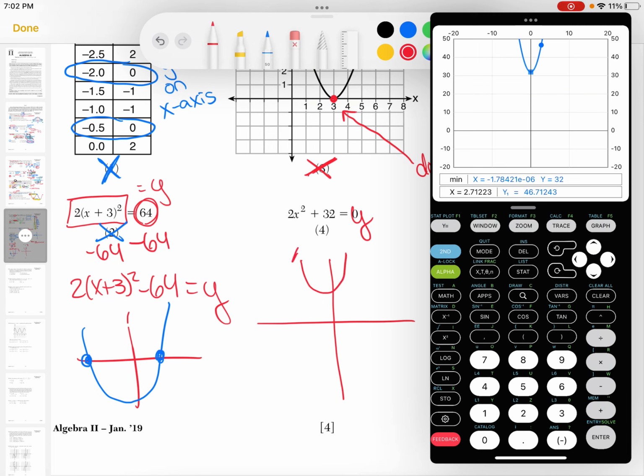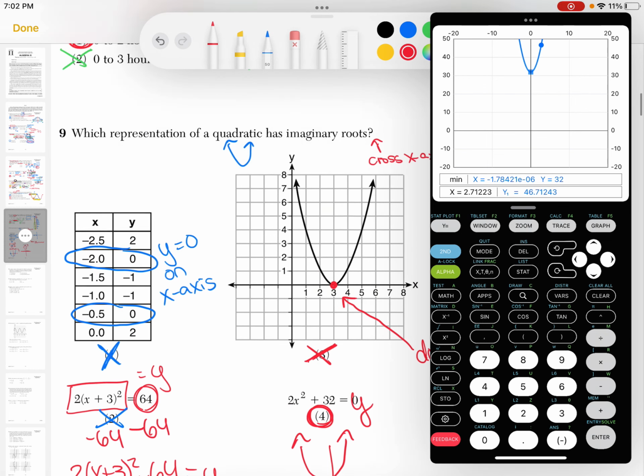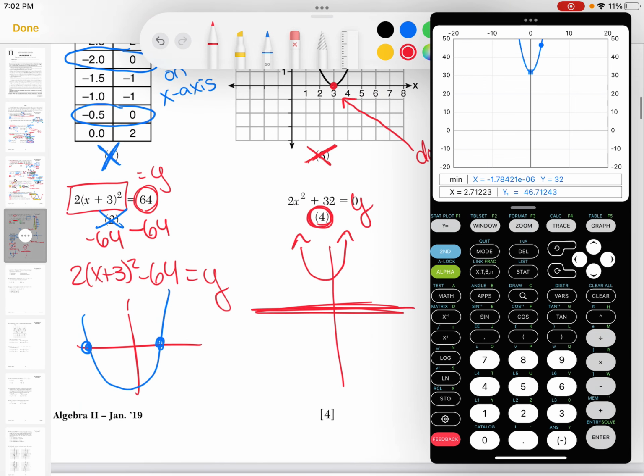So, boom, boom. I can see right away that it doesn't cross the x-axis at all because these are never going to come back down. So this is completely untouched, which means that this is my answer for the one that has imaginary roots, which is what it was asking for.